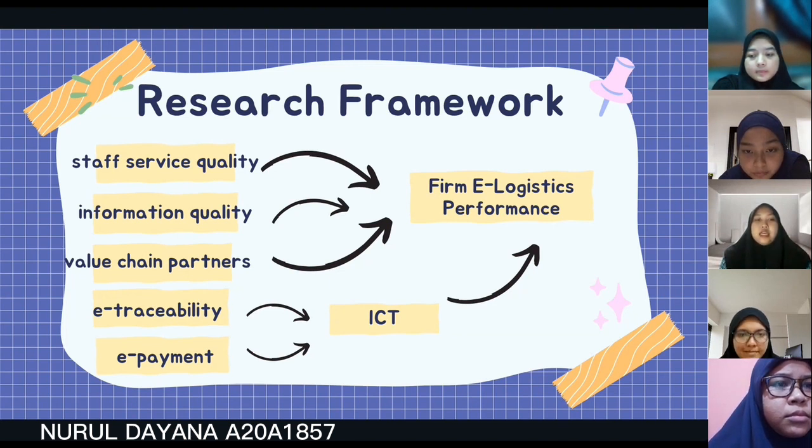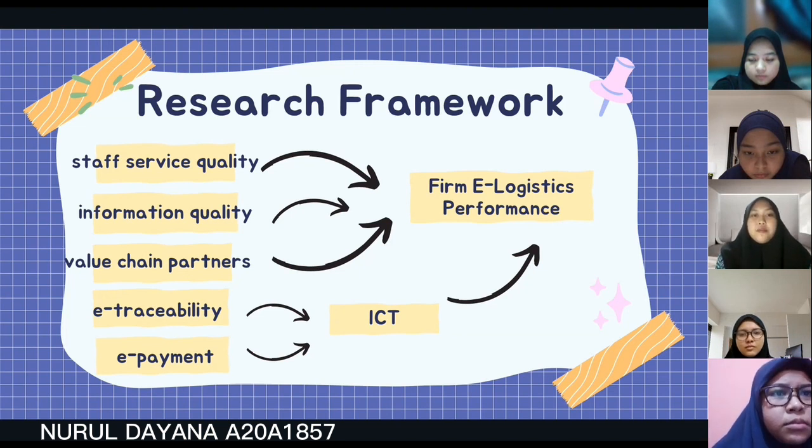The fourth IV is e-traceability, information and communication technology, ICT, with e-logistic performance. The idea of traceability is seen as a capability that uses one aspect in product tracking groups and reflects the complete history, production chain, sale distribution, and storage processing.